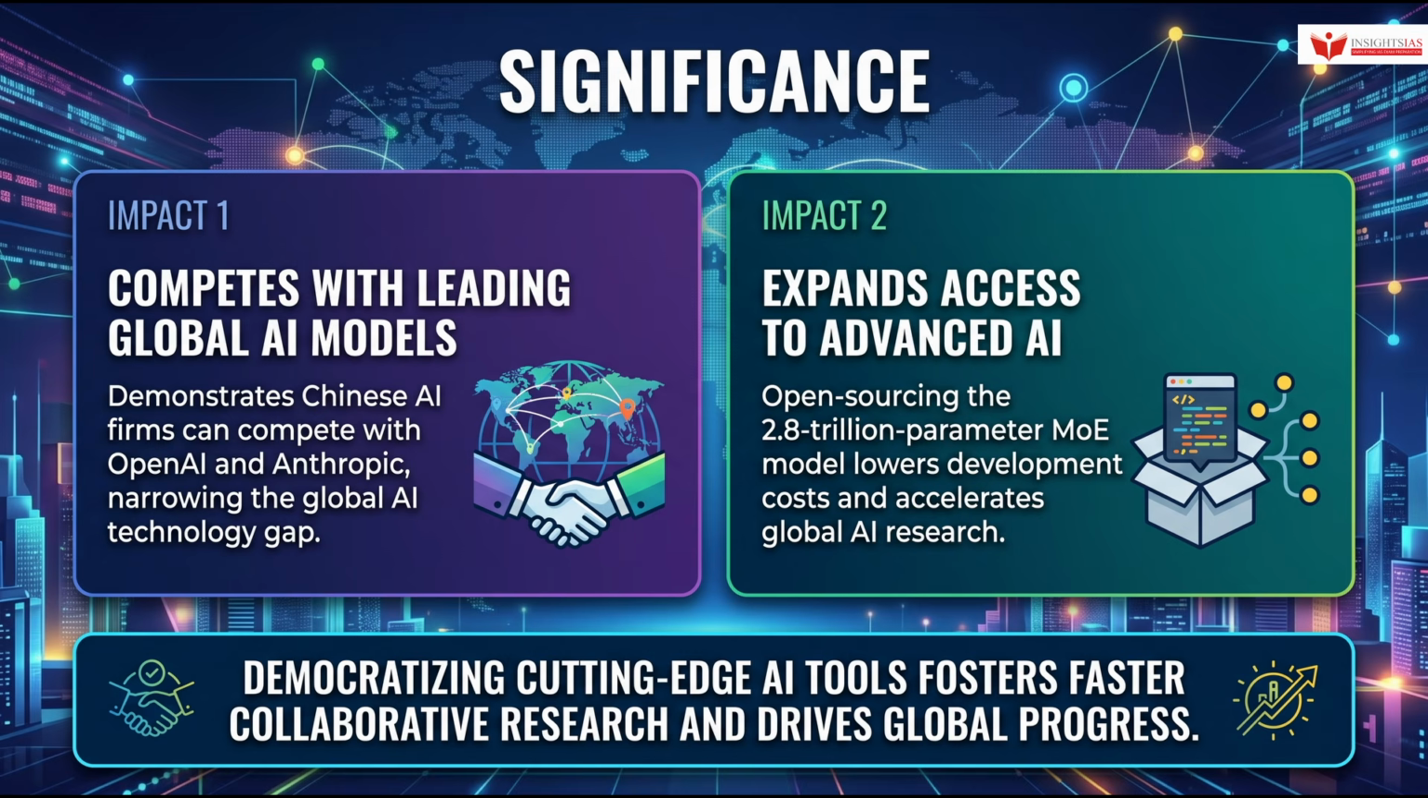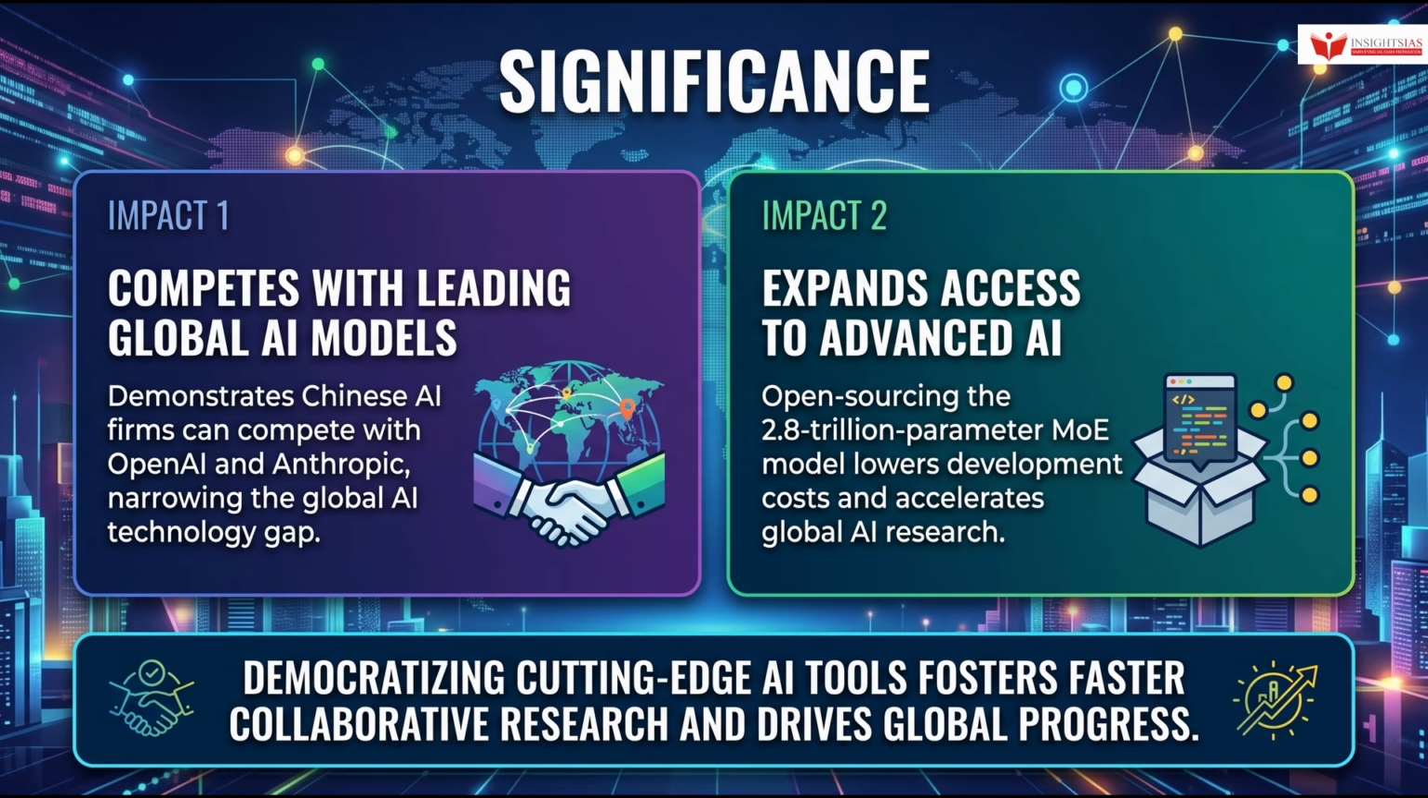On significance, Kimi K3 demonstrates that Chinese AI firms can genuinely compete with leading models like OpenAI and Anthropic, narrowing the global AI technology gap. And by open sourcing its 2.8 trillion parameter MOE model, Kimi K3 expands access to advanced AI, lowers development costs, and accelerates global AI research more broadly.